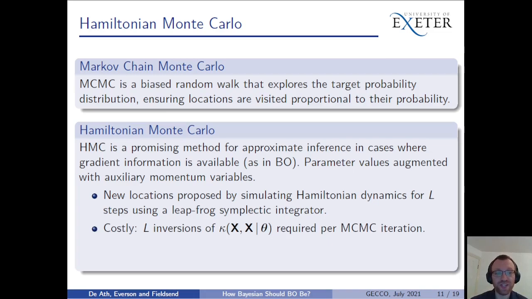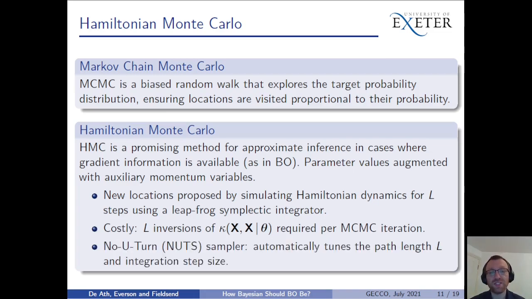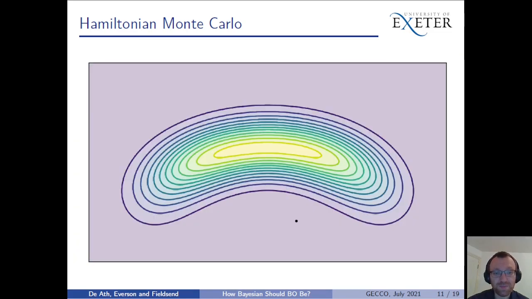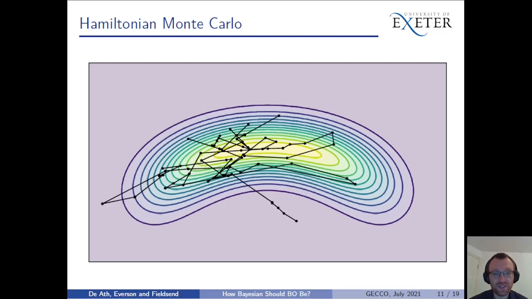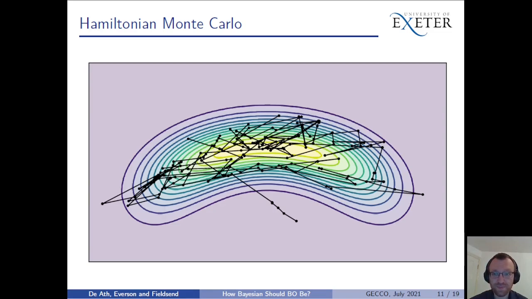Thankfully, we don't have to tune the parameters of HMC itself because we make use of the NUTS sampler, which does it for us. Here's an example of an MCMC run. It starts at the black dot and takes steps around the distribution of interest. As the run progresses, more and more samples are collected.